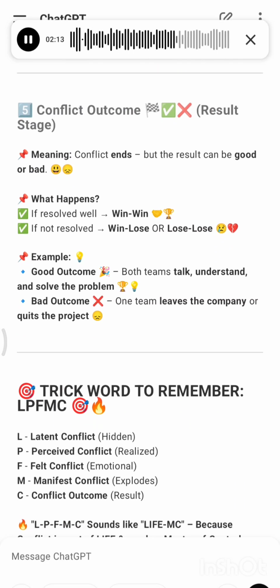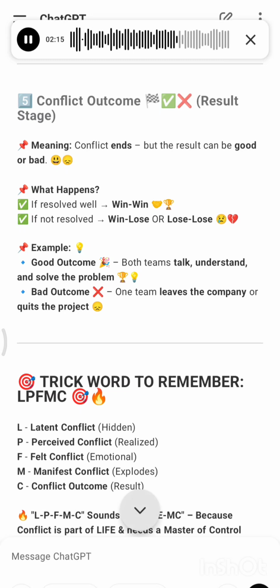5. Conflict outcome, meaning conflict ends, but the result can be good or bad. What happens? If resolved well, win-win. If not resolved, win-lose or lose-lose. Example, good outcome: both teams talk, understand, and solve the problem. Bad outcome: one team leaves the company or quits the project.